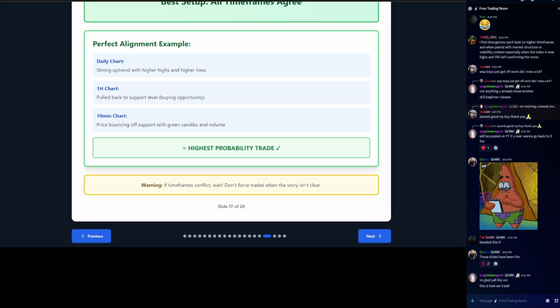You don't want to force trades when the story is not clear, right? If everything is telling you the same thing, that's a high probability trade.